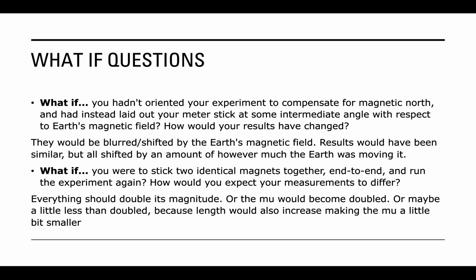What if you were to stick two identical magnets together end to end and run the experiment again? Technically, our magnetic moment should double, so all of our arrows from earlier would also just become the same thing, but bigger. Or, I thought about it a little more, the length would also be taken into account of the magnetic field, so there might be some issue of not being quite double, but it would be bigger, pretty much.